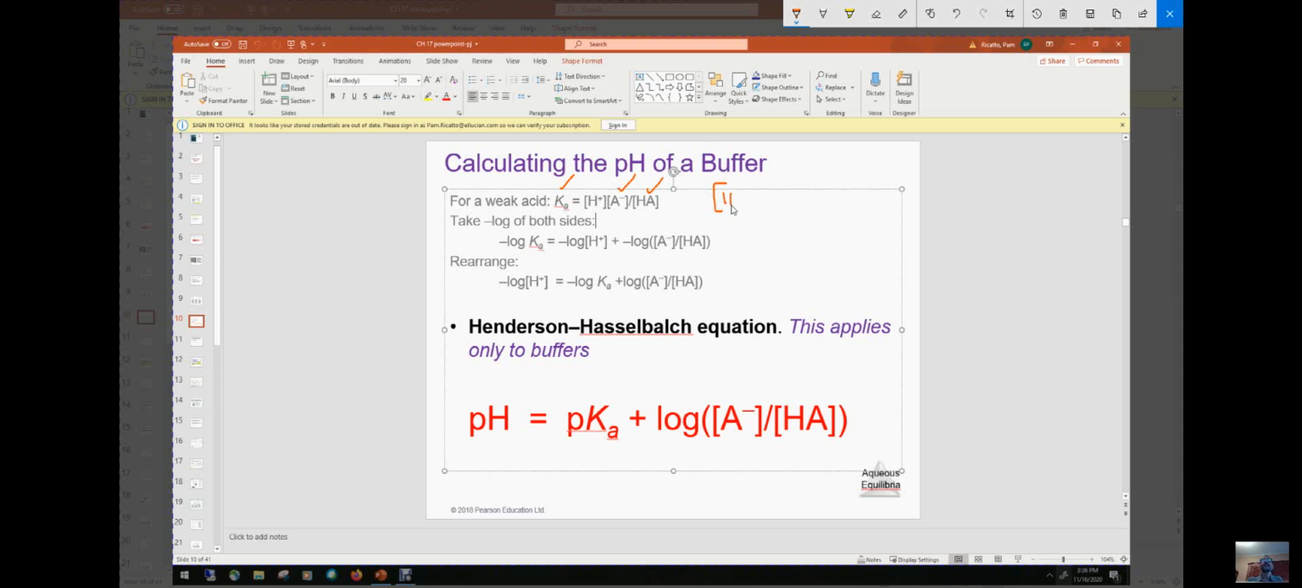H plus. Now for a buffer solution, because they don't vary very much from their original amounts, the H plus concentration would be equal to Ka in the numerator times the original concentration of the acid, HA, all divided by the initial concentration of the base. So this one would go underneath, right?